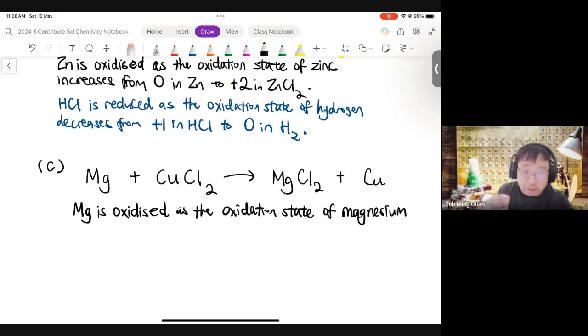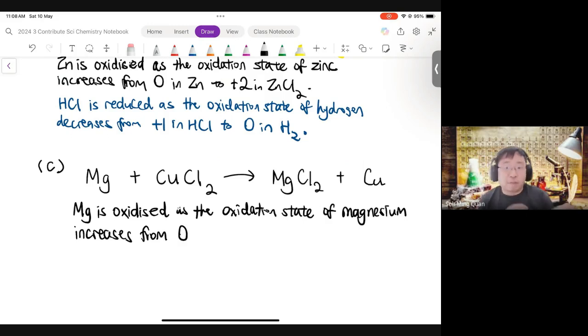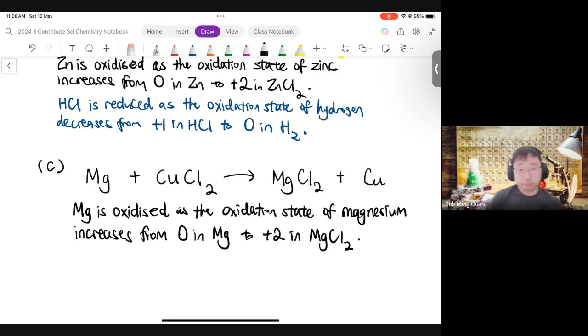And please avoid just saying "its oxidation state" in your answer. You need to specify, be detailed. Oxidation state of magnesium, spelled out. All right, it increases, okay, from, again, don't make the mistake of just saying from 0 to +2. It's from 0 in the Mg. Where is it? 0 in the Mg, +2 in the MgCl2, okay? This is how we present a good answer.